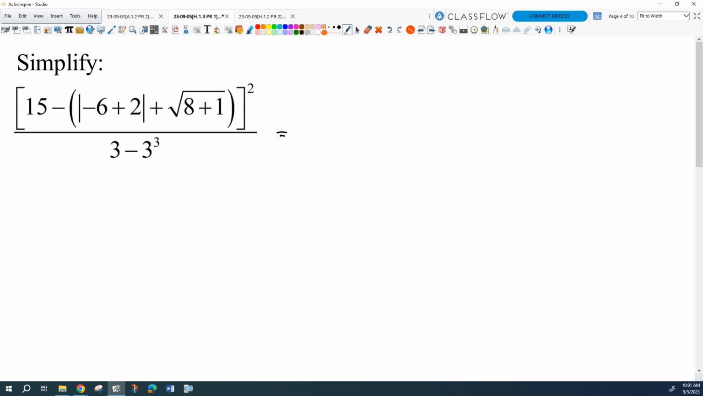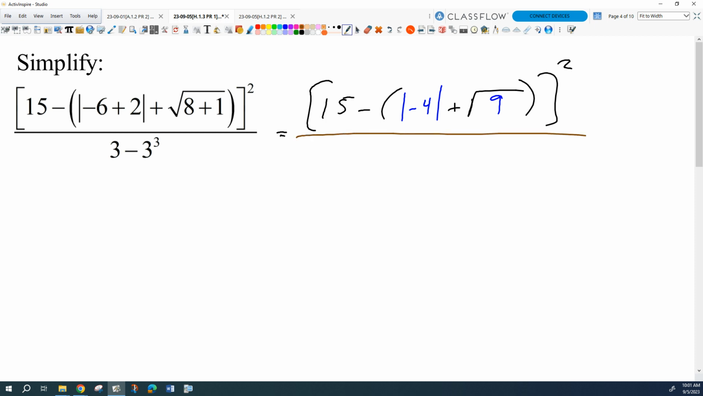Okay, so then what do we end up with here? On the top, we've got our brackets containing a bunch of stuff. I've got a 15 minus in my parentheses. What am I doing with that first part? Yeah, so -6 plus 2, -4, right? Plus square root of 8 plus 1 is 9. On the bottom, we can take a step on the bottom also. On the bottom, we just get 3 minus, whoops, 27, okay?